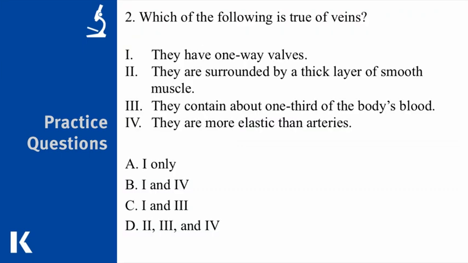Now take a moment to answer question number 2. Going through these Roman numerals, we can see for Roman numeral 1 that veins do have one-way valves. Roman numeral 2, they're not surrounded by a thin layer of smooth muscle. That was arteries. Roman numeral 3, they contain about 3/4 of the body's blood, not 1/3. And for Roman numeral 4, the arteries were the more elastic of the two. That means the correct answer is A, one only.